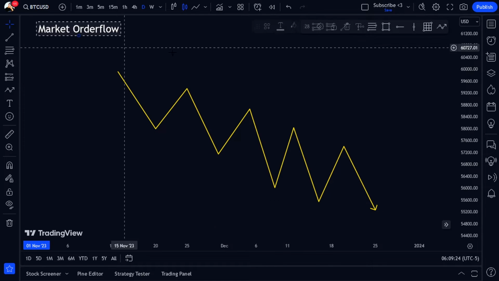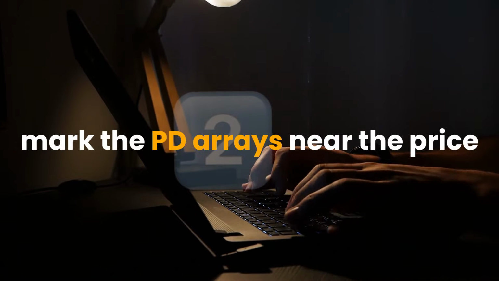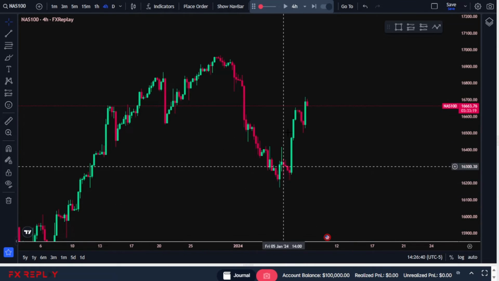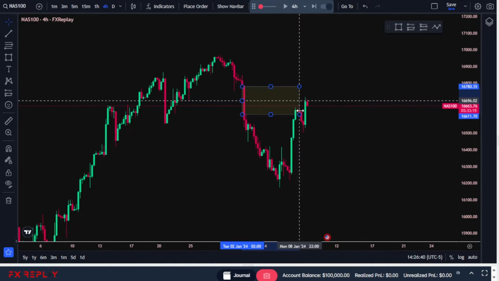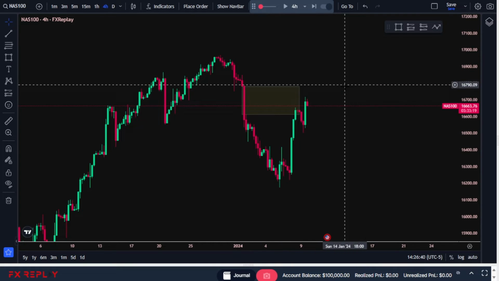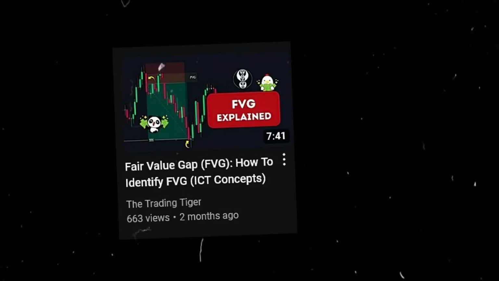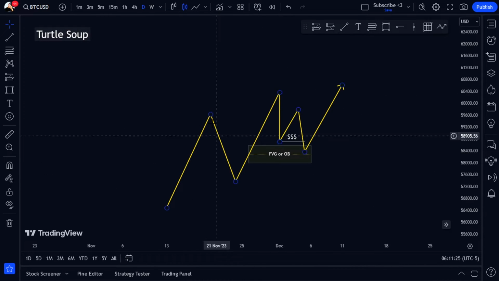After that, we have to mark all of the closest fair value gaps and order blocks near the current price, especially the ones that are unfilled or untapped, preferably on the 4-hour or 1-hour time frame. If the 1-hour chart is unclear, you can zoom out to a 4-hour time frame. If you're unfamiliar with fair value gaps and their characteristics, I recommend watching this video on my channel first, before continuing with this one.